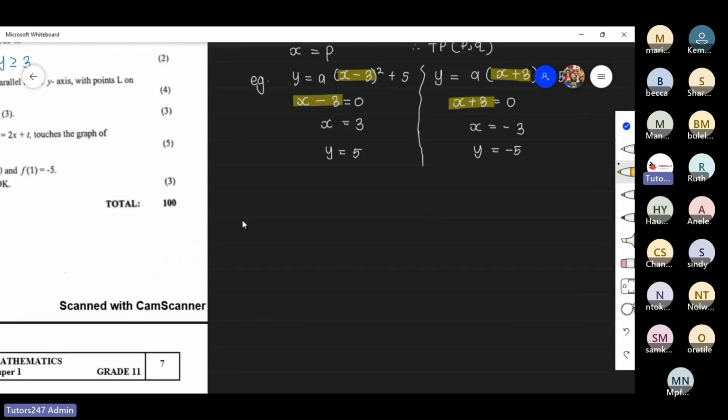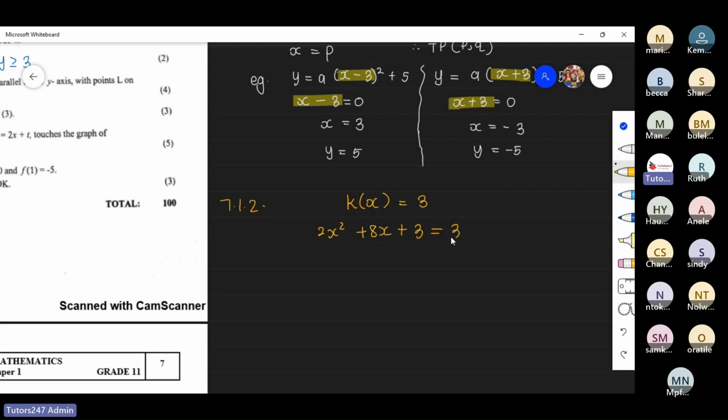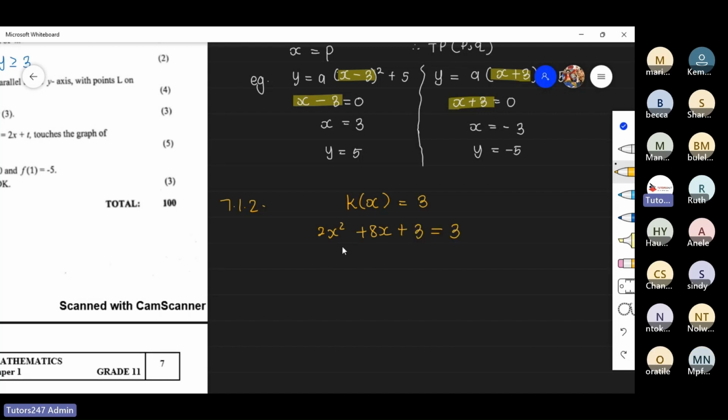So this is now question 7.1.2. So we have k of x equals 3. We now need to find what x values produce that k of x equals 3. So that is then going to be 2x squared plus 8x plus 3 equals 3. Keep in mind that this 2x squared plus 8x plus 3 is your function of k. Now from there, all we need to do is simplify and solve for x.